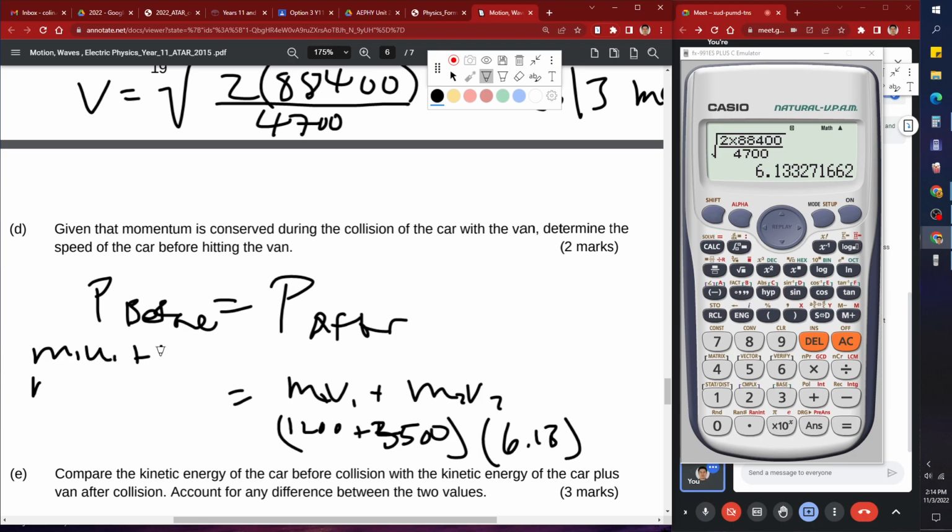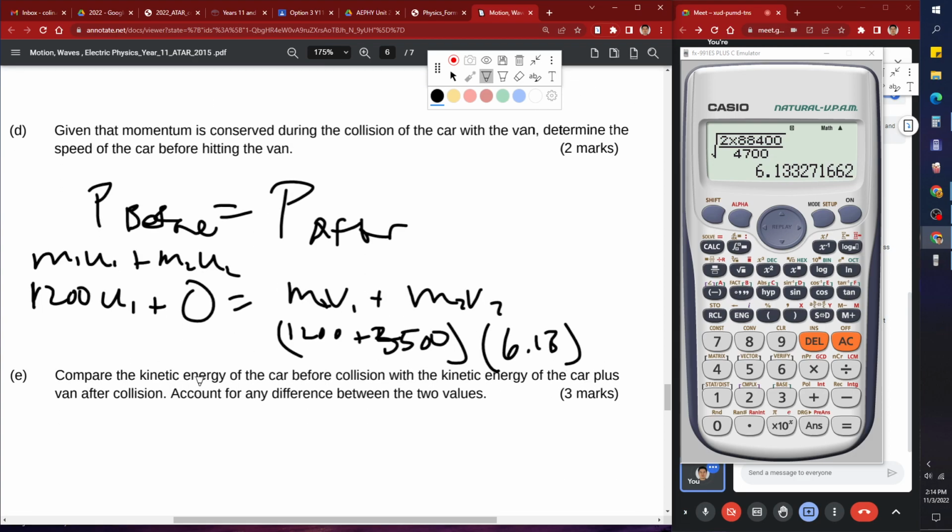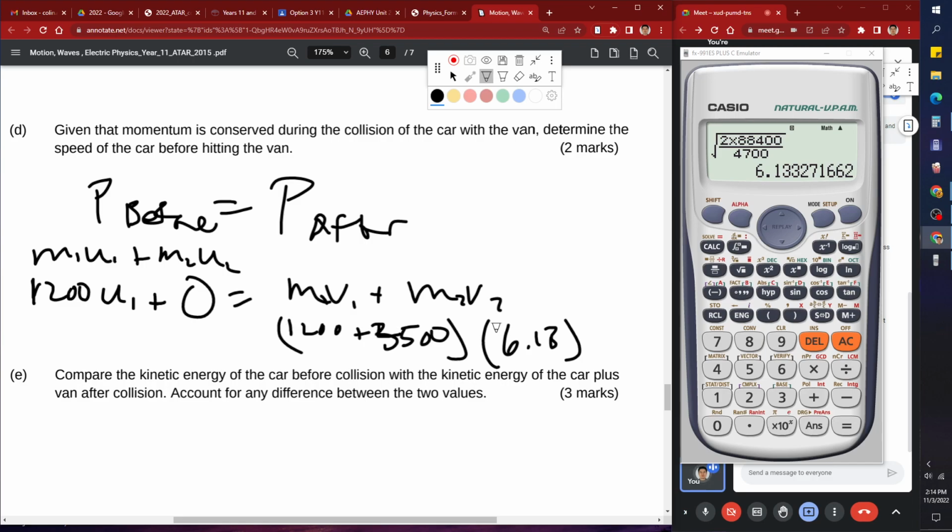So the mass of the car times its initial velocity, plus 0, right? Because the van is not moving, so it has no momentum. And so now we can solve for this momentum part. The initial velocity of the car equals all of that divided by the mass of the car, which gives us u.